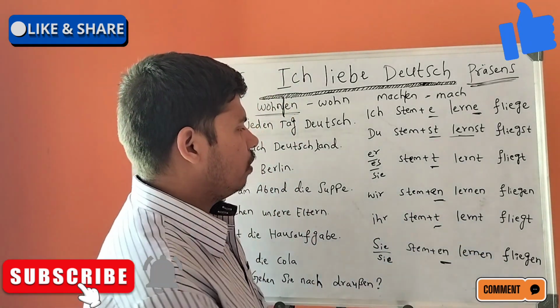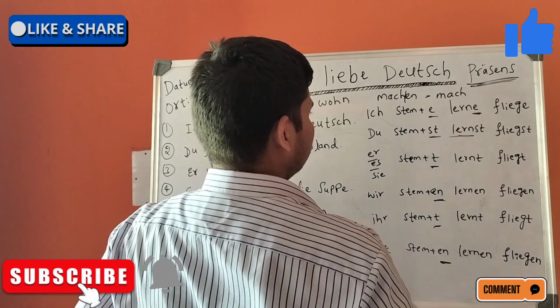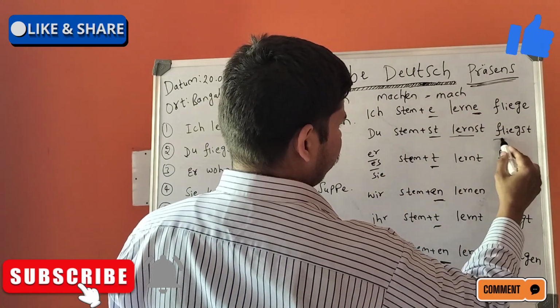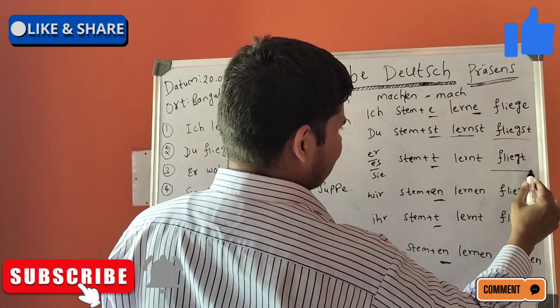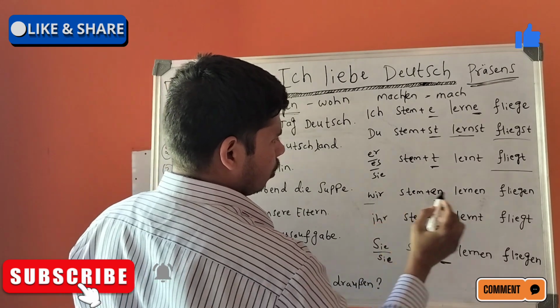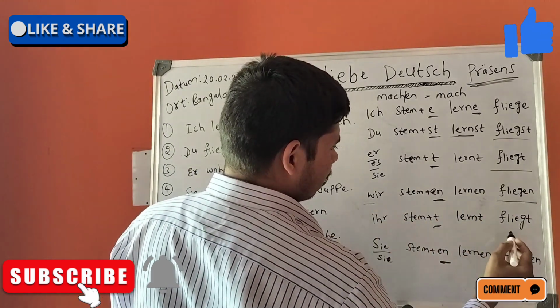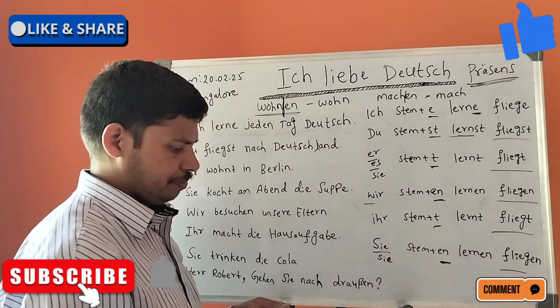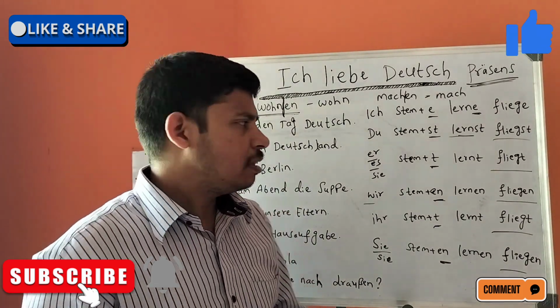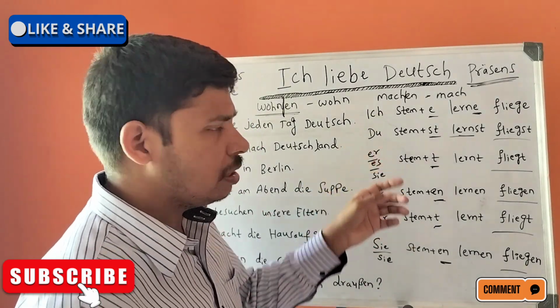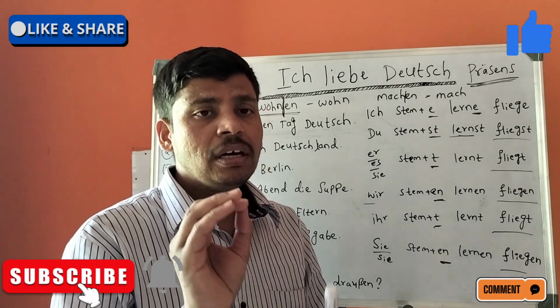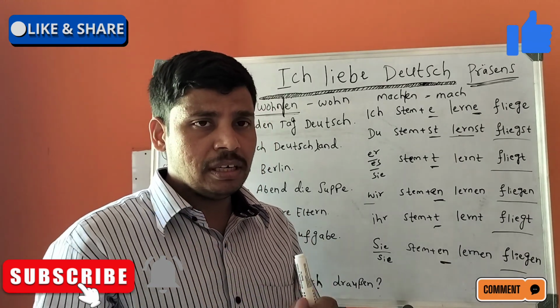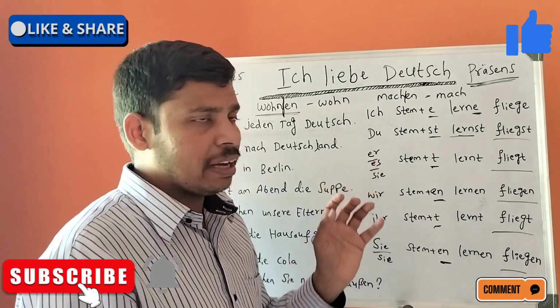Okay. So once again, stem plus e, ich fliege. For du, stem plus st, fliegst. Sie fliegt, stem plus t. For wir, fliegen. For ihr, stem plus t, fliegt. For sie, fliegen, stem plus en. So this formula is very, very important. It will only work for the regular verbs. I am already telling you, these are all regular verbs.